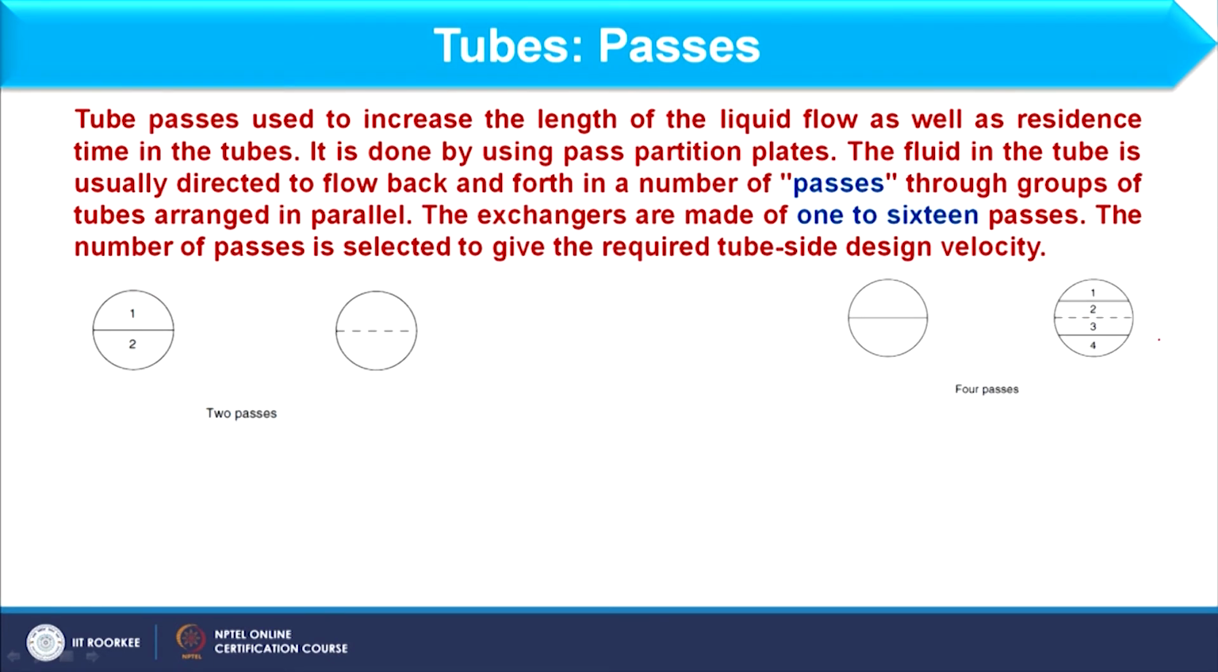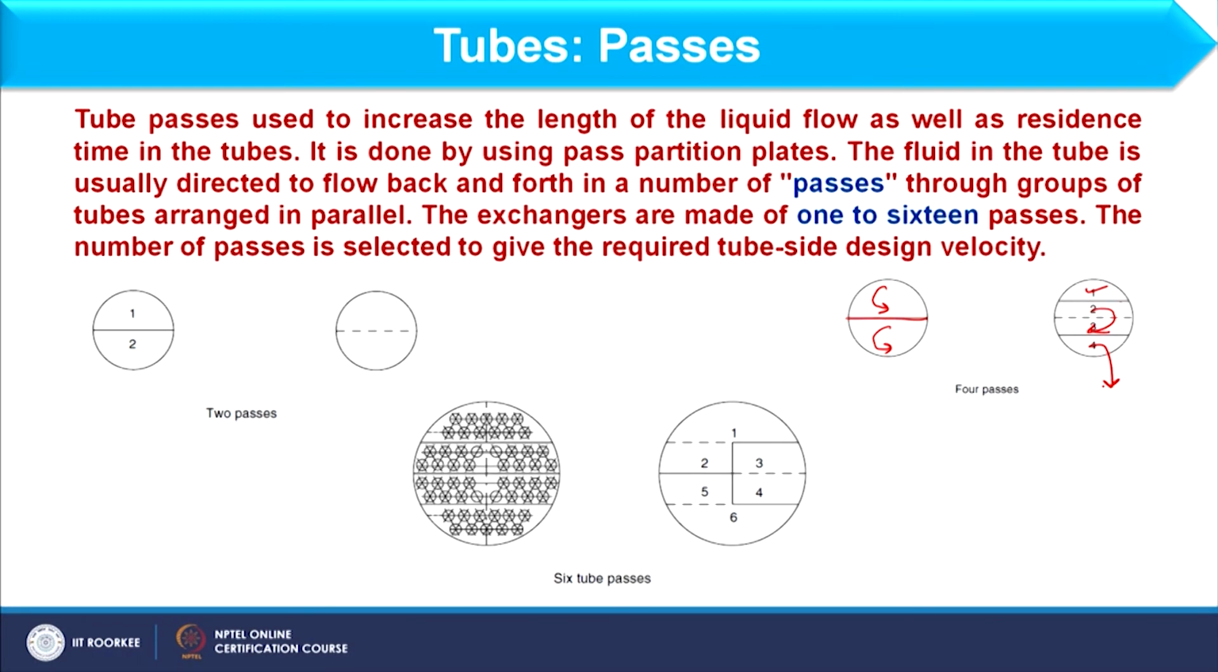Now here we have 4 passes. Obviously 2 partition plates will be available on one side of the exchanger, or we can say the front side, and on the rear side we have 1 partition plate. So fluid will enter from here, reverse from this, then it comes to 2, and then reverse from this to 3, from the front side only, and then from here it will enter the fourth and then exit from here, right, in this way. In a similar line we can consider 6 tube passes.